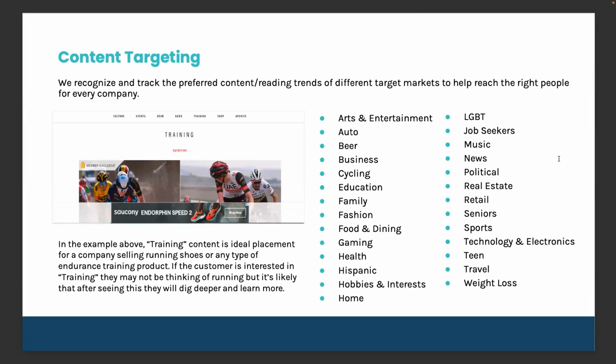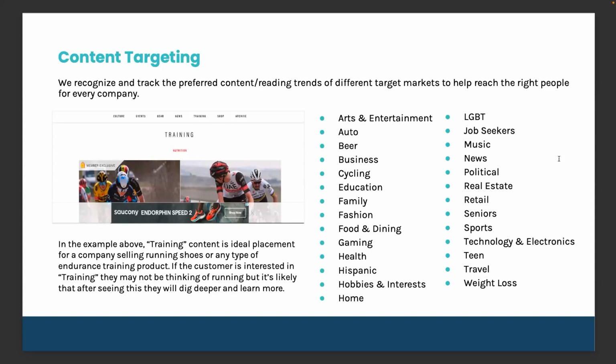All right, so content targeting. When we were talking about demographic targeting, we were talking about characteristics of people based on their browsing history. Content targeting is more real time, if you will. So we're targeting people based on the content that they're viewing right now.